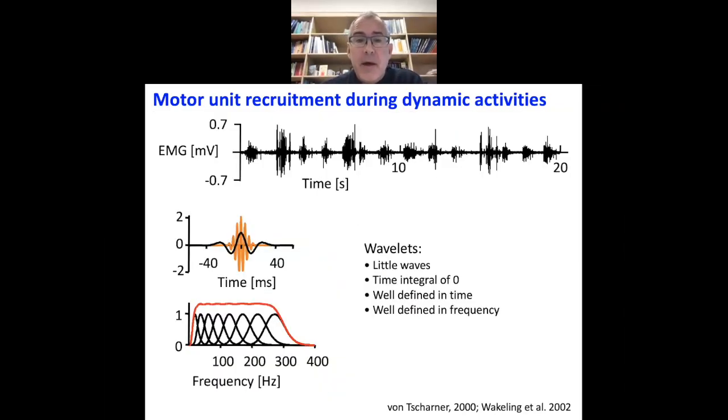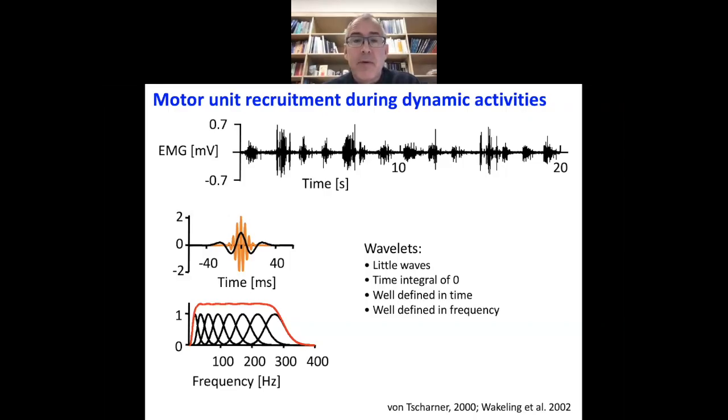So I've got a wavelet or two wavelets here as a function of time. Wavelets are little waves. They have a time integral of 0, and they are well defined in time. If you look at a frequency representation of the wavelet, which I have on the graph on the bottom, you see that each wavelet is a little frequency band. It's well defined in frequency. So we can use some of the properties of wavelets to help decode some of the information in the EMG signal. Once you do this, we then apply principal component techniques to classify the frequency spectrum.